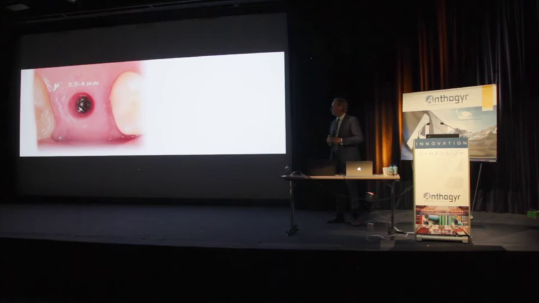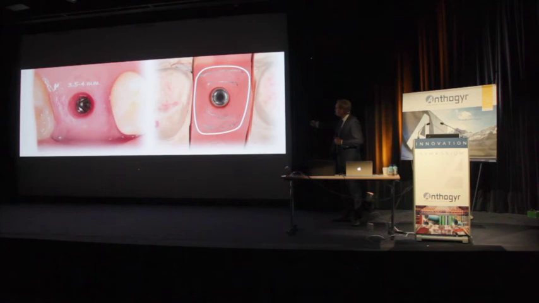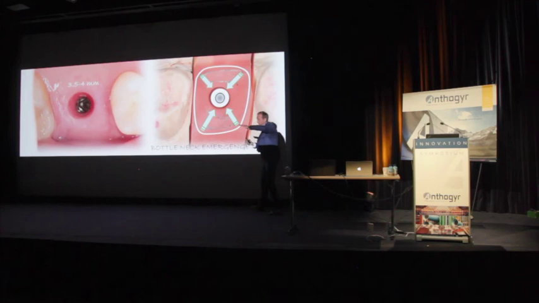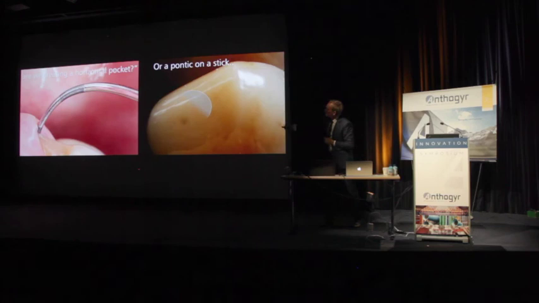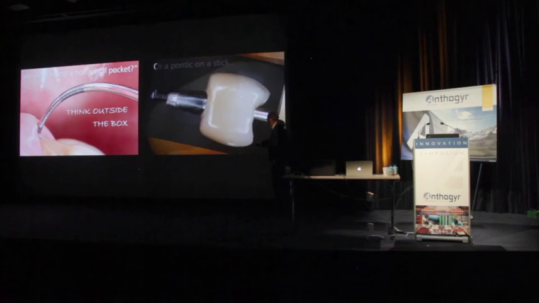So 3.5 to 4. This is again a molar, so I have my anatomical outline. And then I have my 2.7 millimeter connection. I just connect the two, staying within the superficial area where I have the bulletproof epithelium. I don't want to go too wide or too deep with my emergence profile. And we should not see this as a horizontal pocket, like a furcation, but more like a pontic on a stick. And so I started thinking outside of the box. This is my bottleneck design.